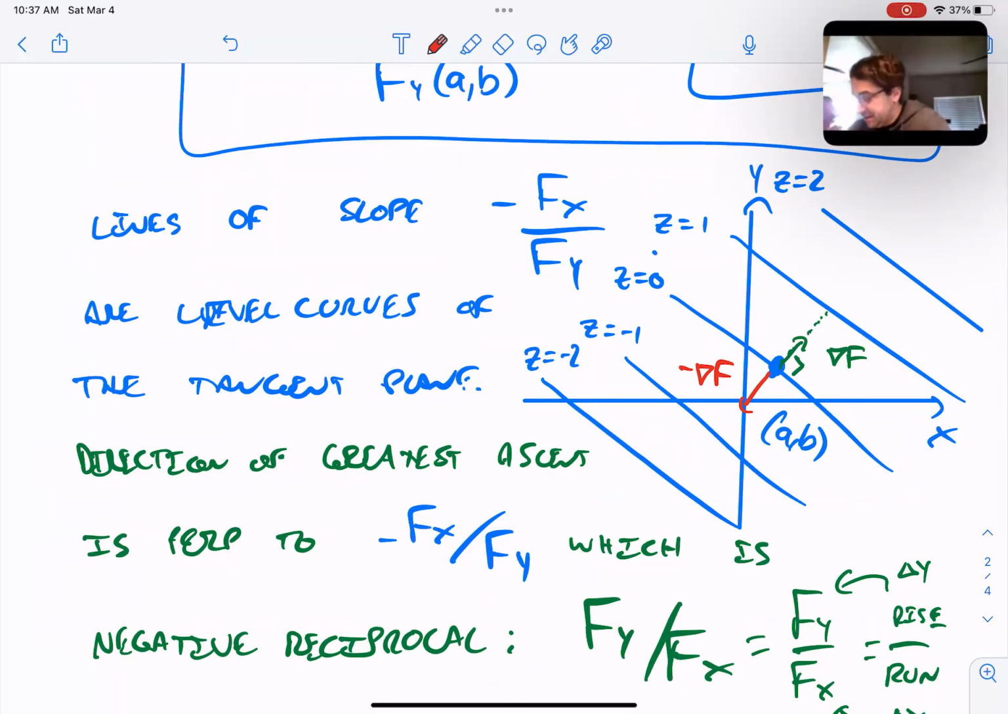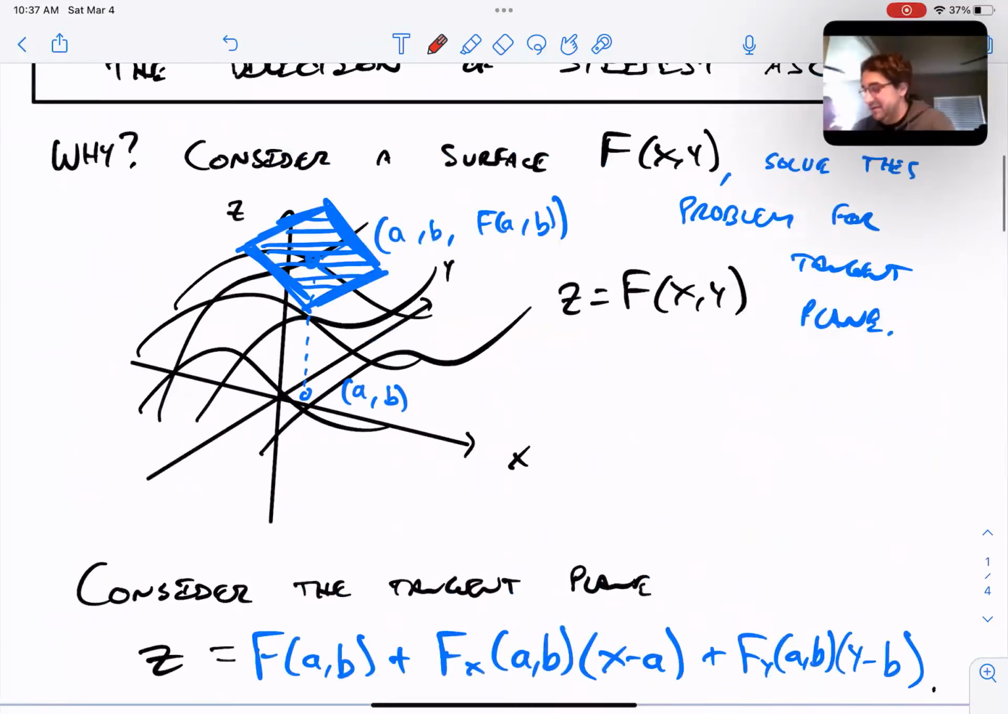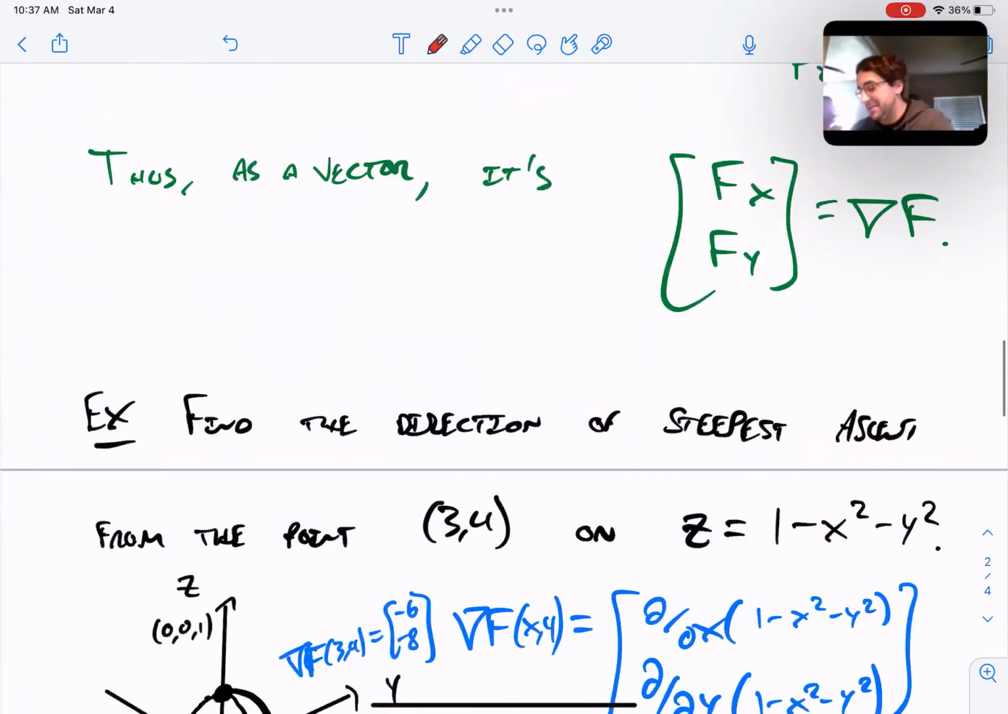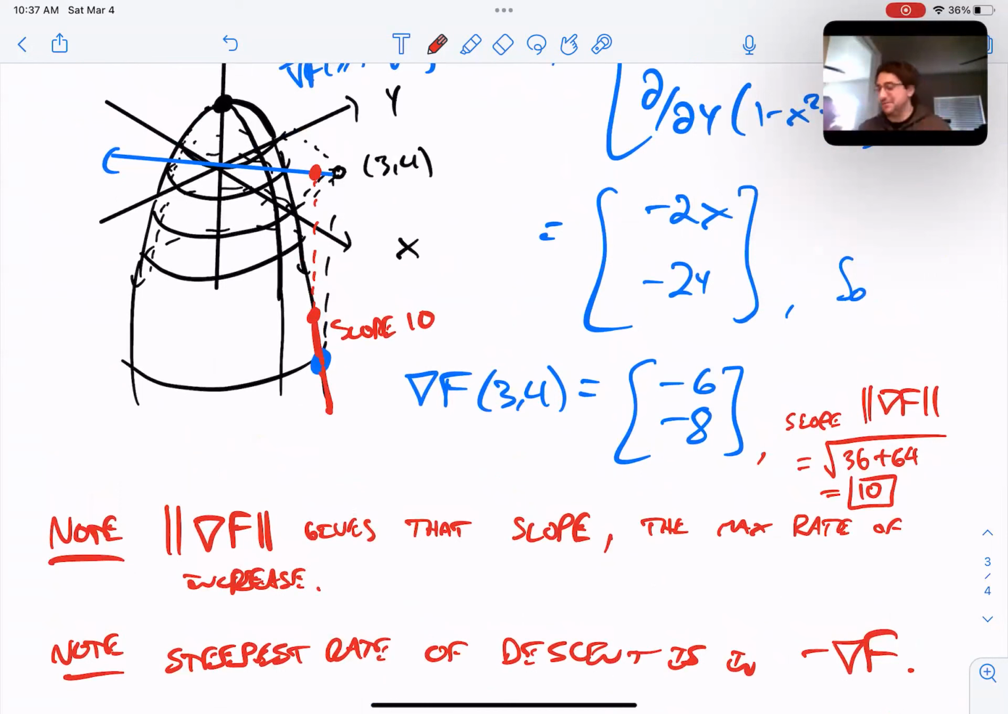Okay, so there we go. There's our brief introduction to gradients. We'll see them a lot more as we go throughout the semester, especially as we start looking at vector fields and potential functions and all that jazz. But all right, there we go. On to Lagrange.